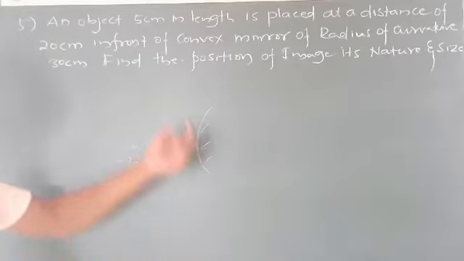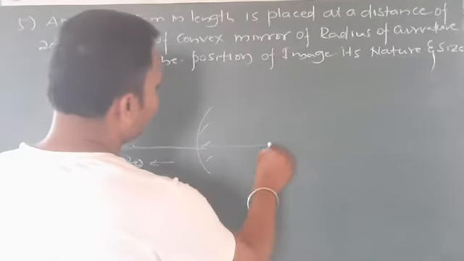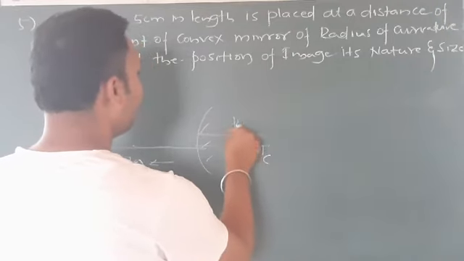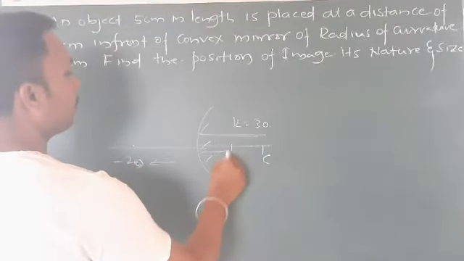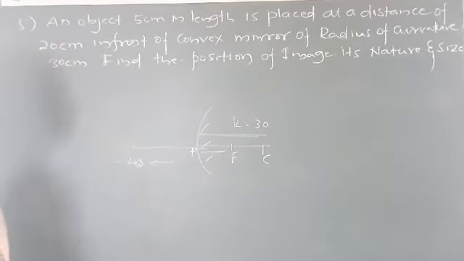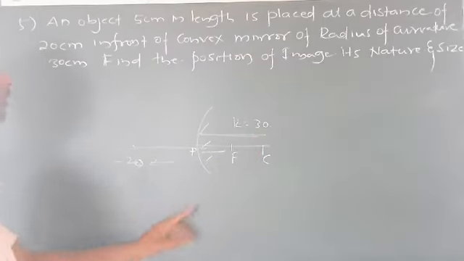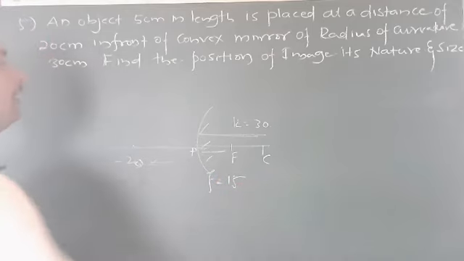Now the radius of curvature is given, r is equal to 30 centimeter. This is C. Then f is how much? f is the distance from P to F, the focal length. So you'll get obviously 15, you know it very well. From here to here they have given minus 20, from here to here they have given radius of curvature 30, and f, we know very well, is equal to plus 15. That side is positive.